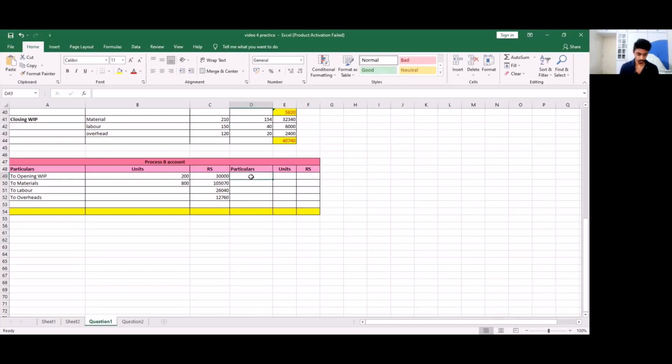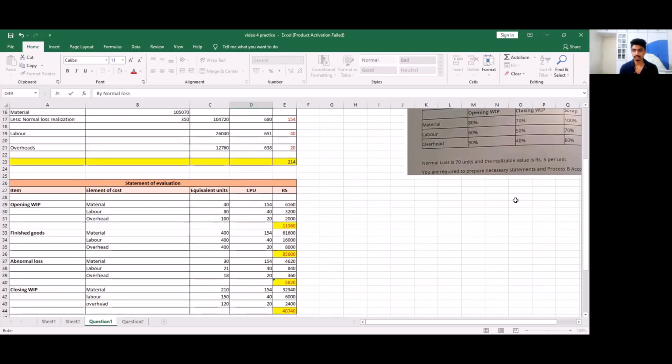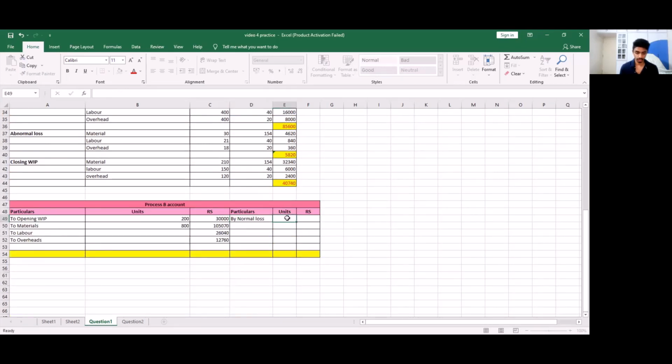Our first item will be our normal loss. So we have by normal loss. In the question, we have been given 70 units at a realizable value of rupees 5 per unit. So units, we write 70 and our amount is going to be 70 into 5, which is 350.